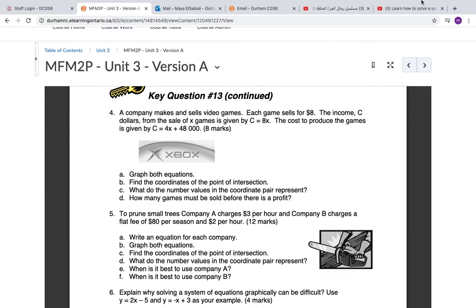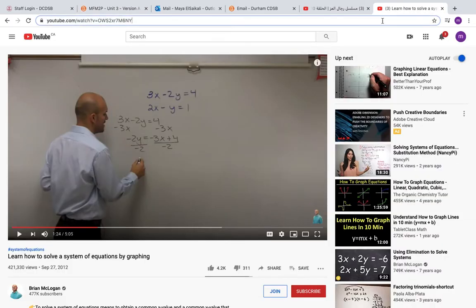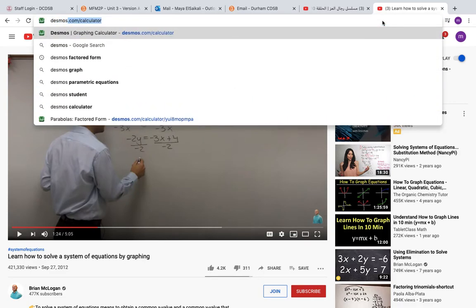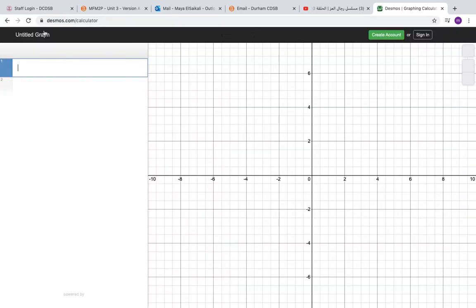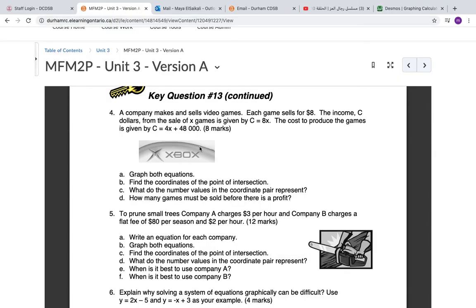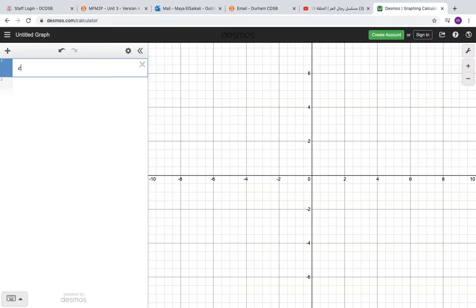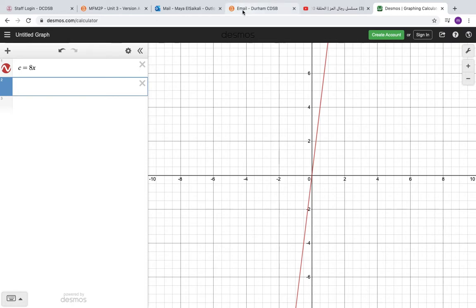So what I recommend is that you go to Desmos, the Desmos graphing calculator, and use Desmos to graph these functions. When you're using Desmos, you're going to graph C equals 8X, and you see that it graphs it for you. Then to add the second graph, you're just going to click here and add the other graph, which is C equals 4X plus 48,000.